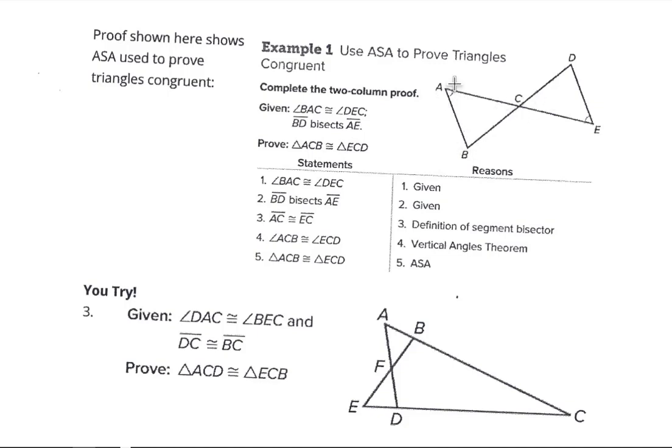So here they're giving us an angle side angle proof. If we look at what's going on with this, angle BAC is congruent to angle DEC, so those 2 are congruent. BD bisects AE, so that means that those 2 segments are going to be congruent. And then we have the vertical angles at C that are going to be congruent to each other. And so AC is congruent to CE, and then the 2 vertical angles, that gives us an angle side angle pattern to know that those triangles are congruent. And you can see the 5 steps worked out in the proof.